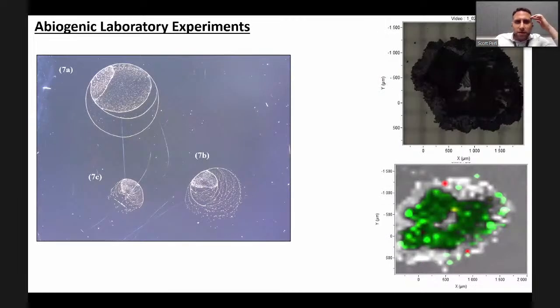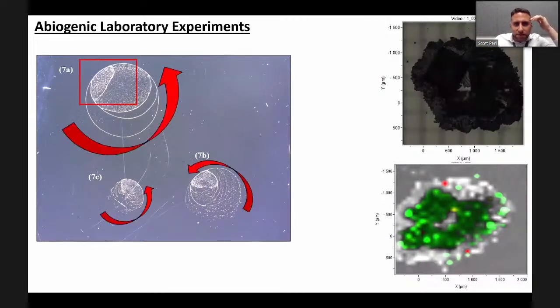So what I'm showing here, just really quickly, are abiotic experiments that we set up quite a while ago to map what the biology does, or at least what it would do if it was actually here, with regard to pigments. And so what I'm showing here are 3 brine droplets. 7A is the one I'm going to focus on.